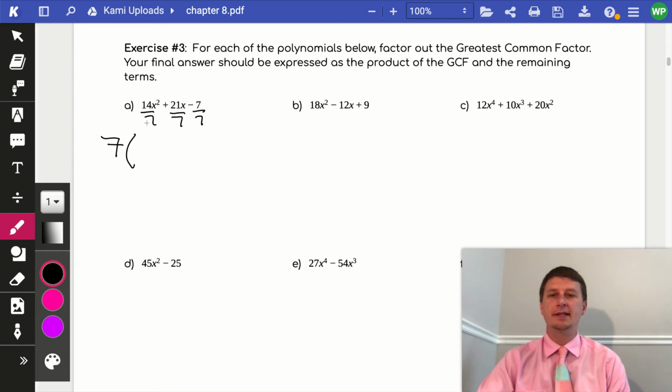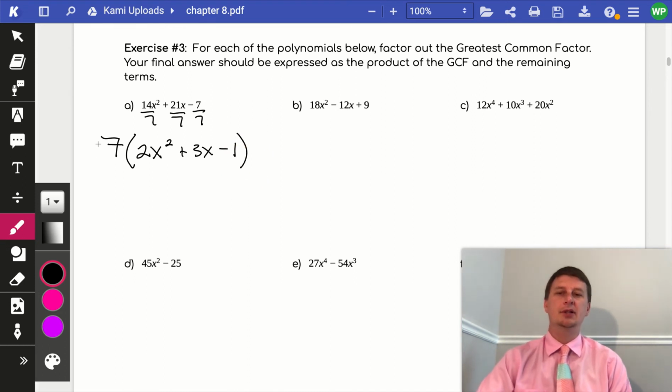14x squared divided by 7 is going to give us a quotient of 2x squared. 21x divided by 7 is going to give us a quotient of 3x. And negative 7 divided by 7 is going to give us a quotient of negative 1. So our factorization here is 7 times 2x squared plus 3x minus 1.